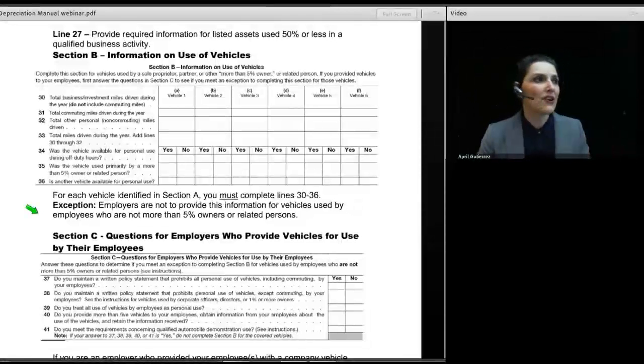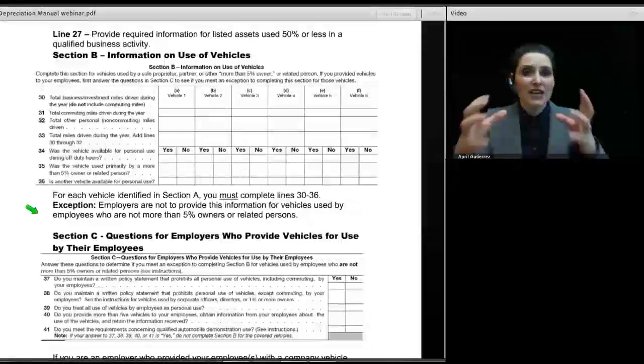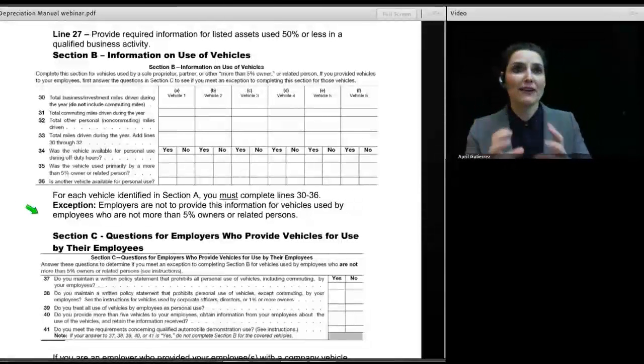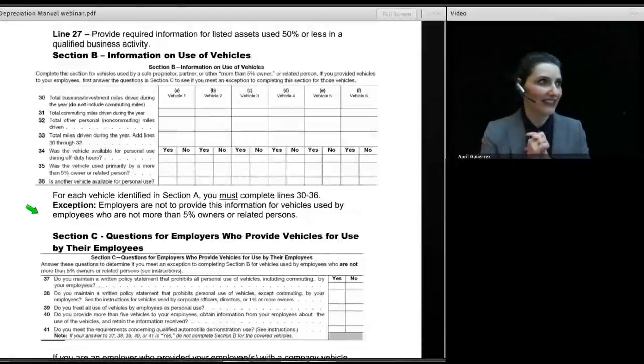Well, why do you need to know the number of personal miles? Because the form asks for it. I have to put it on there. So, no, you don't get a deduction for commute. No, you don't get a deduction for personal, but the IRS wants to know it. It's called disclosure. You have to put it on there.